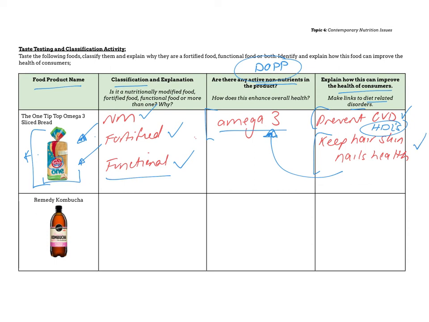Having a look at the next example, which is a type of probiotic fermented food, kombucha. So is this food nutritionally modified? No, it hasn't been nutritionally modified. It hasn't been fortified either. Nothing has been added to it to help with its added health benefits in terms of nutrients, but it is a functional food. And the reason why it's functional is that it does have those added health benefits compared to other sorts of foods like bottled drinks or bottled soft drinks because it contains probiotics.